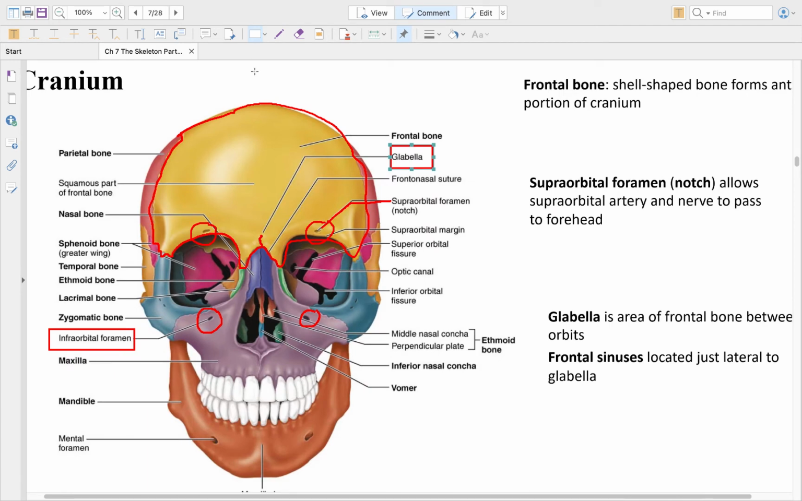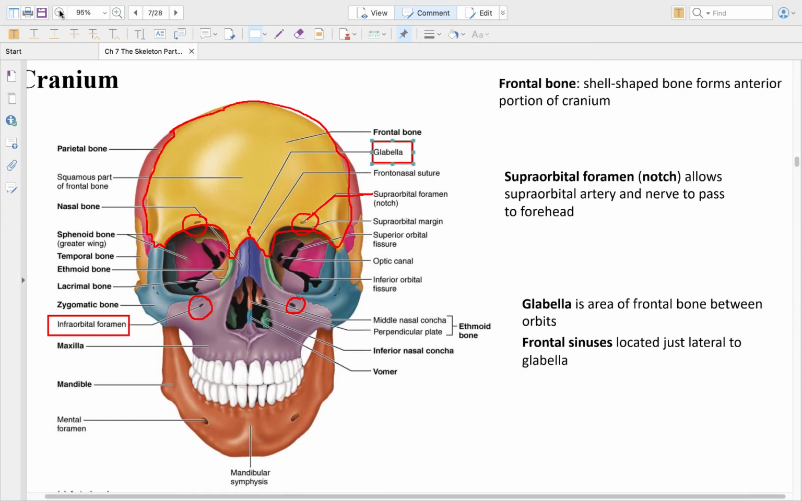And it's simply where those two bones, it's simply where the orbitals connect on the frontal bone. Let me actually erase this so you can see it better. There we go.